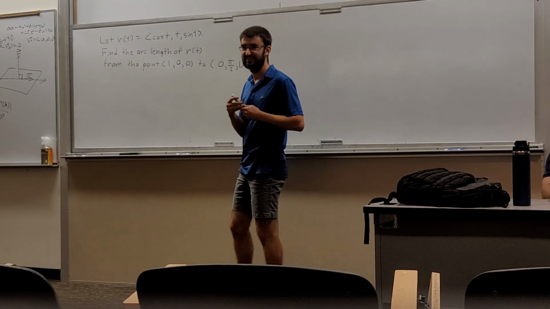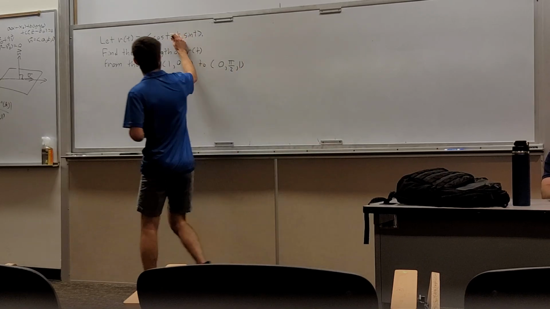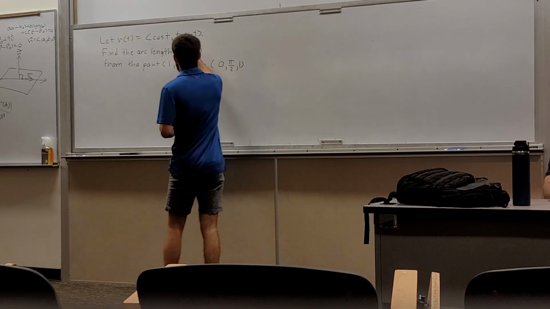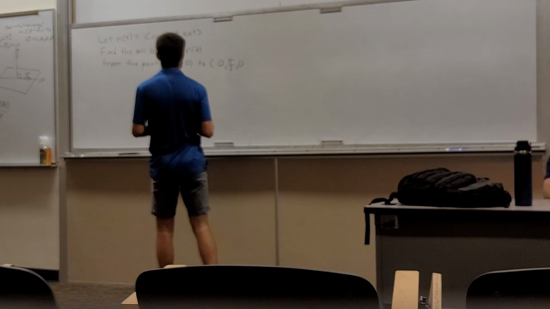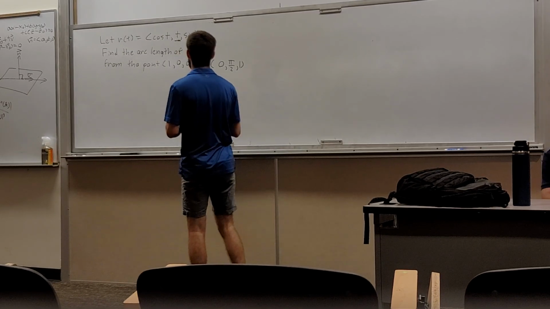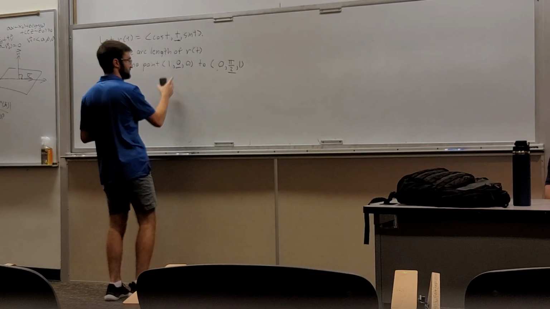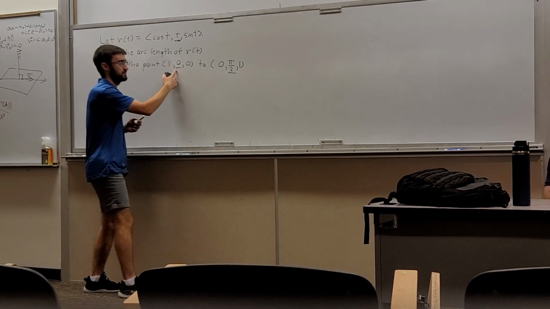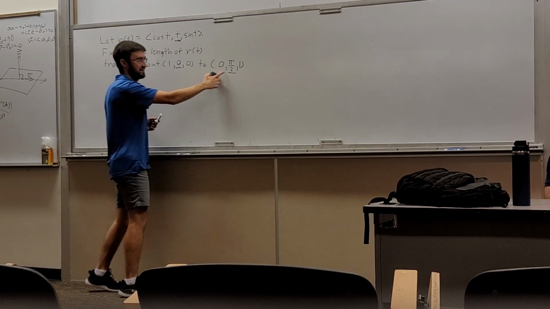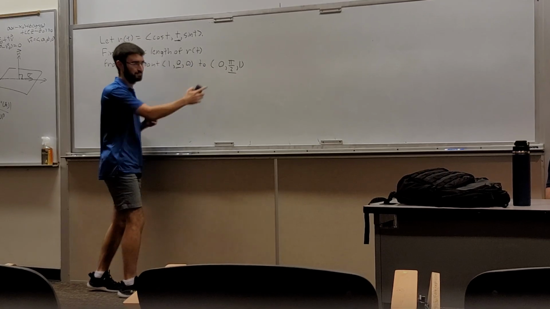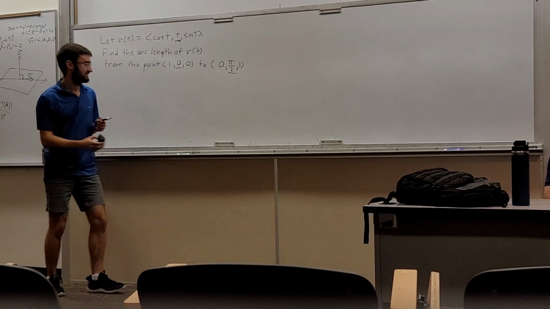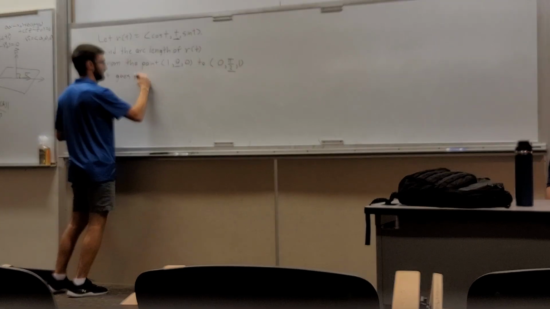The middle one is just t. Right. So we see the variable for the j component of r of t, corresponding to y, is just t. And it helps us see that t goes from 0 to pi over 2, because 0 is the j component of this point here, and pi over 2 is the j component of that point there. So t goes from 0 to pi over 2.